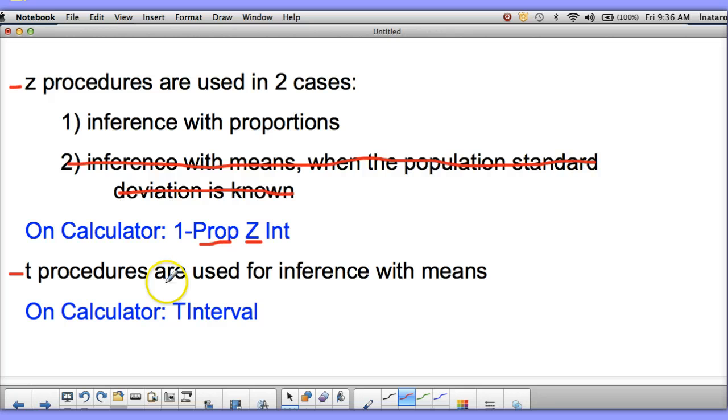T procedures are used for inference with means. So z's with proportions, t's with means. And on the calculator, you'd have a T-Interval if you're working with inference on a single mean.